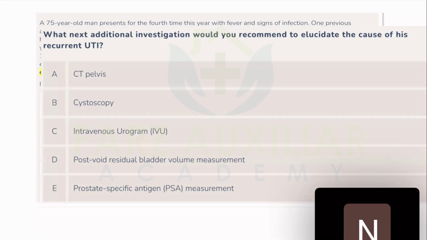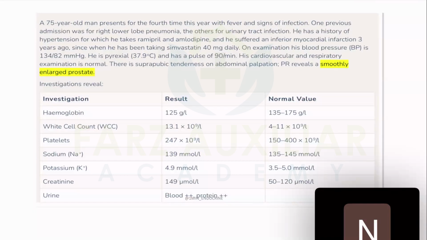Now coming to option D, post-void residual bladder volume measurement. What is happening here is that the patient has got an enlarged prostate, which in a 70-year-old man, a smoothly enlarged prostate is okay. There is suprapubic tenderness because of the UTI, and because the enlarged prostate is such a large size, it has resulted in incomplete micturition. So there is some collection of urine in the bladder, and that is why there is recurrent UTI. Okay, this is the whole scenario that they are trying to portray here.